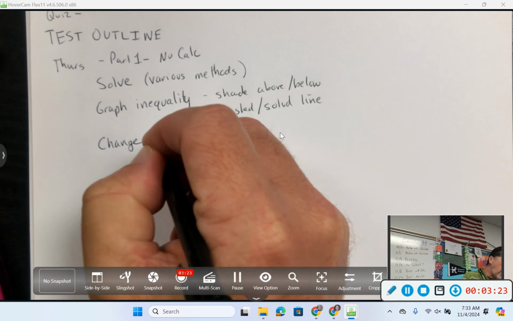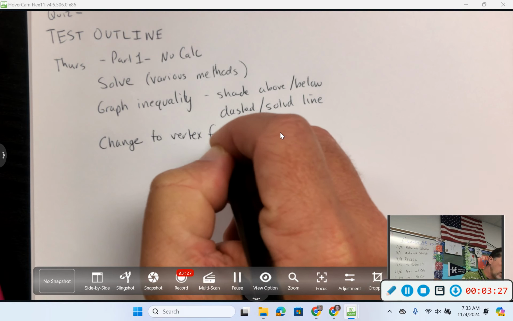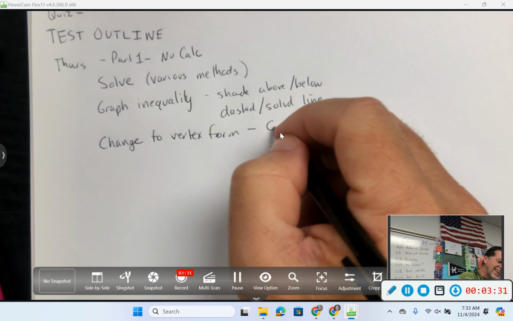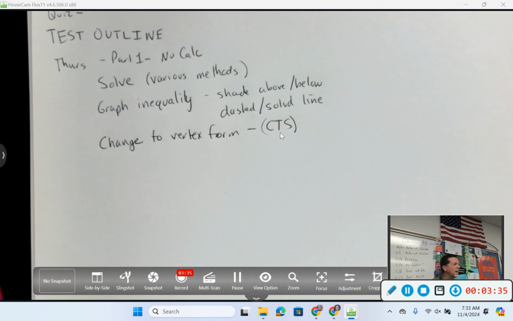What we did Friday was change to vertex form. Oh, that was easy. I remember saying it was really easy. Complete the square. A bunch of you finished in class. Half it, square it, add it. It's where you factor half to it. Steps. So not too bad. Y'all were really confused.